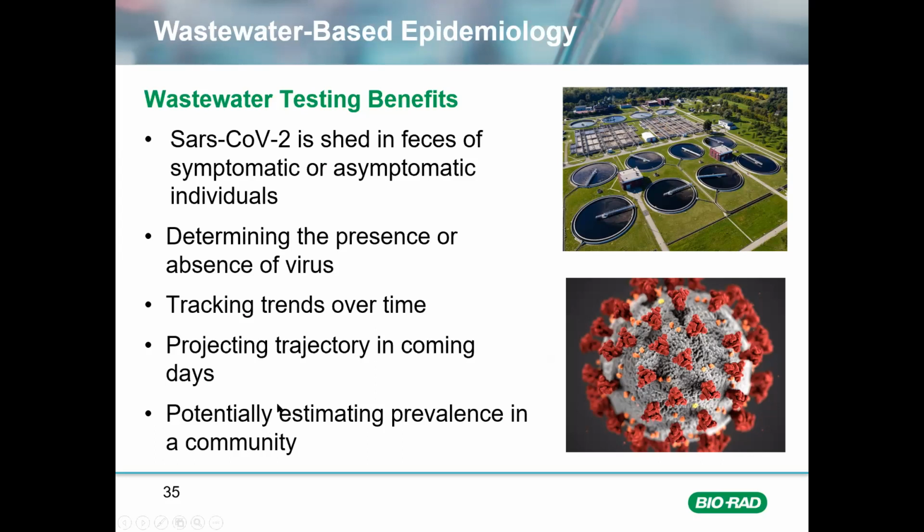Now, finally, there are groups that are working on determining if there are ways to estimate the actual prevalence in a community. We are not quite there yet, but there are groups that are certainly working on it, where they're trying to determine stuff like how many people are in the sewer shed, how often does somebody go to the bathroom, and can we, using that information, start determining the actual prevalence in the community? So putting a number such as 1 in 1,000, 1 in 100,000 to that concentration, et cetera.